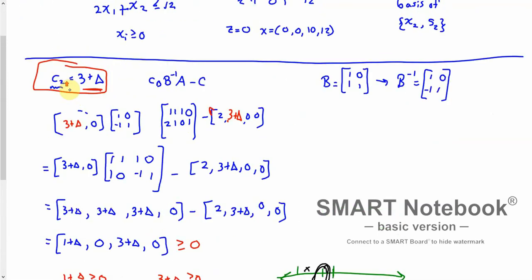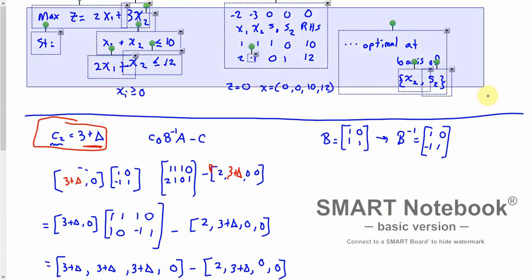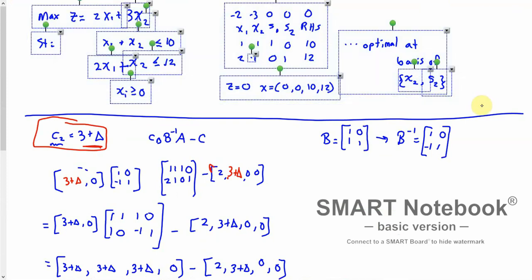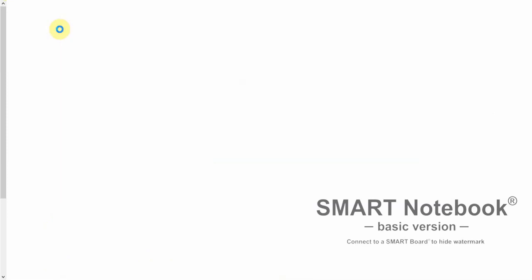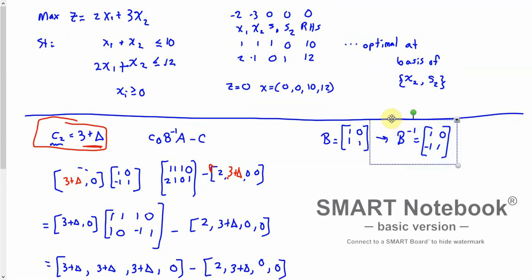Let's do a right-hand side. Let's look at B1, or the first right-hand side. So I'm gonna grab all this and copy and paste it over into our next slide. Let's go back and let's get our B inverse.